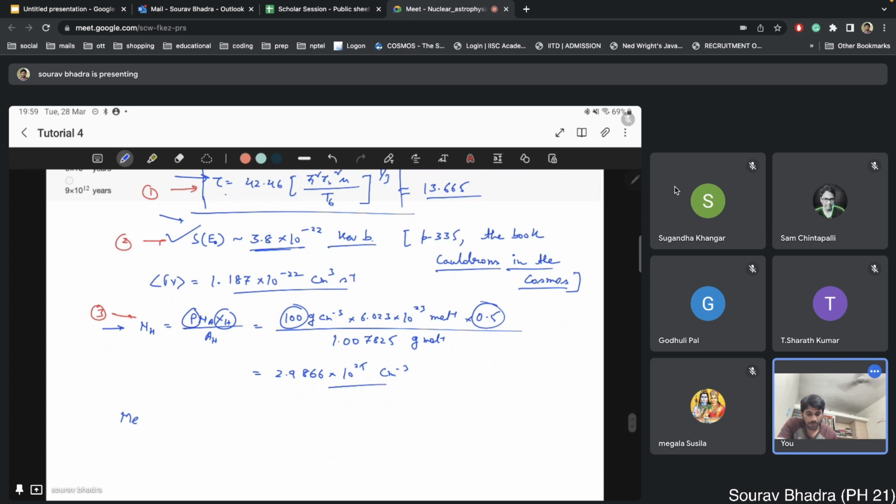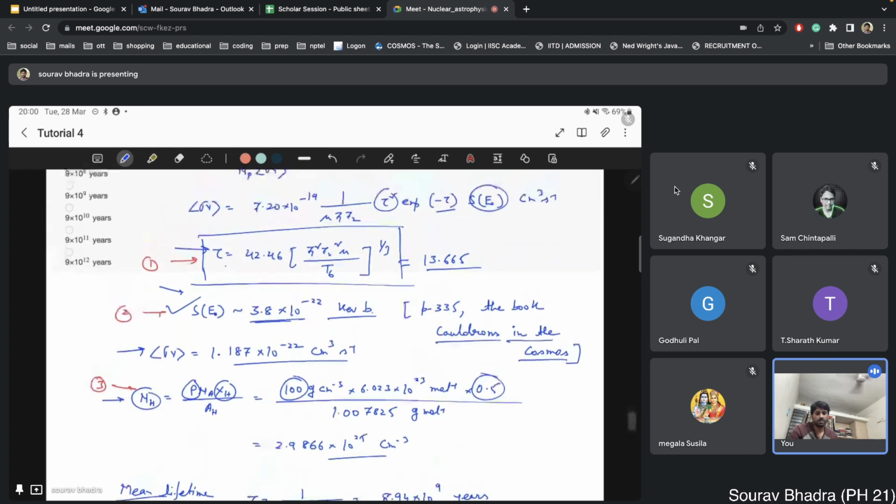So if you have all this, the mean lifetime can be calculated by 1 by NP sigma v. So just put your NH, which we have calculated, NH or NP, whatever, hydrogen and proton are the same, we don't consider the electron mass, and sigma v you have already calculated, just put it here, you will get the answer for this particular problem, which is 8.94 times 10 to the power 9 years. But it is the general procedure of solving that: the mean lifetime depends on the sigma v and the NH.